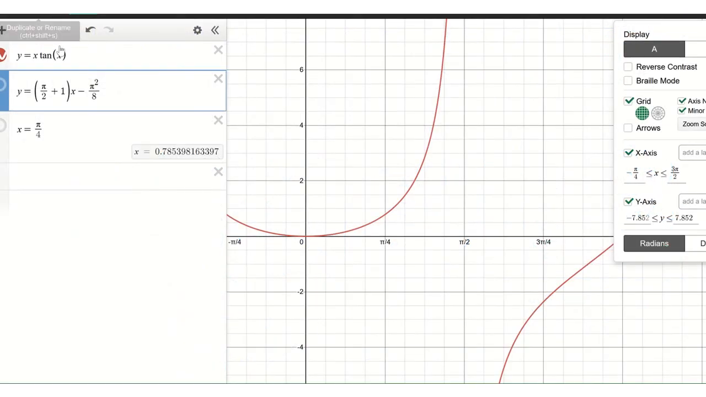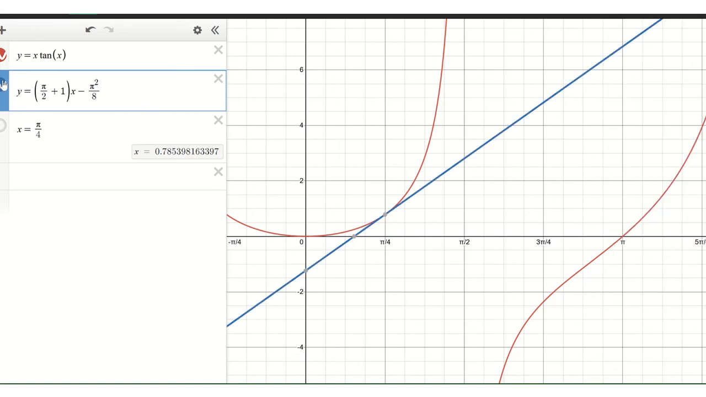To check our answer graphically, we could use Desmos. In Desmos, I've put in all of those functions. I put in the original function, y equals x times the tangent of x. I put in the formula that I found for the slope of the tangent line to the function at x equals pi over 4. And I also put in a point where x equals pi over 4 just so I can see. Right now all that's showing is the x times tangent of x graph. Let's have it now show the tangent line.